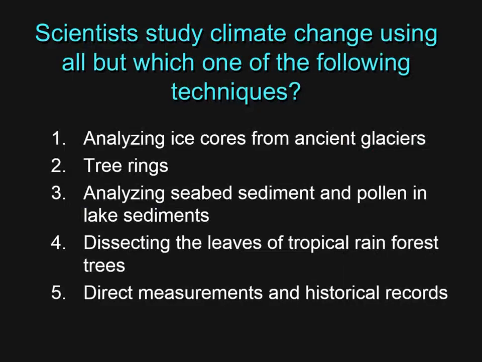Now, how do we know this? Scientists study climate change using all but one of the following techniques: analyzing ice cores from ancient glaciers, tree rings, analyzing seabed sediment, pollen and lake sediments, dissecting the leaves of tropical rainforest trees, or direct measurements in historical records.